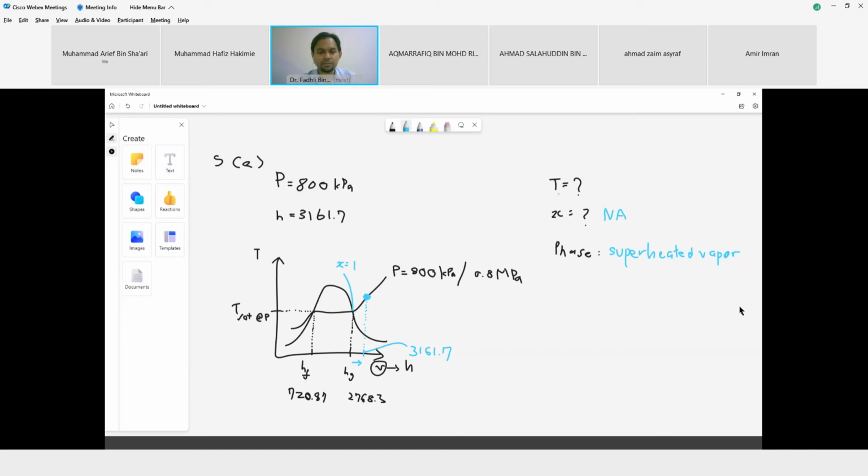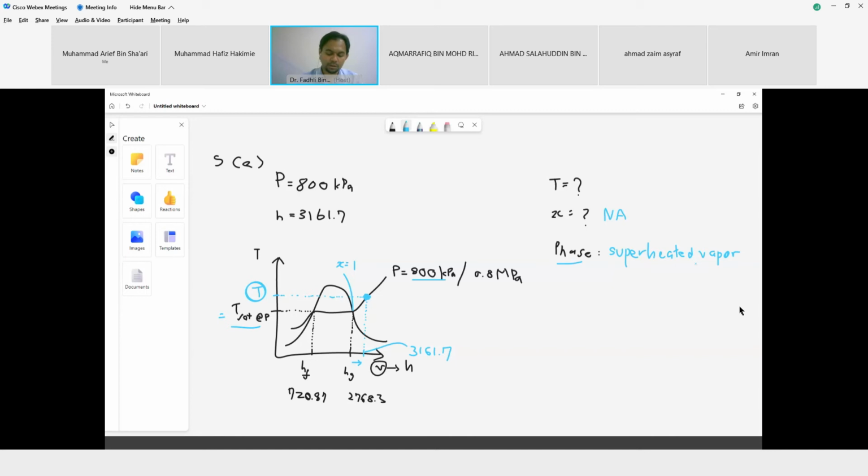Okay, next is temperature. If we want to find temperature, we need to drag this line, right? As usual, we need to drag to the temperature axis. But for this case, we still don't know the value. We can find T sat from the pressure table, right? So at 800 kilopascal, you can find the T saturation. But for T, it is a little different. We have to look back at the phase. The phase is superheated vapor.